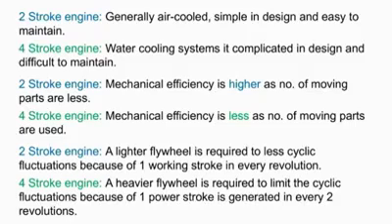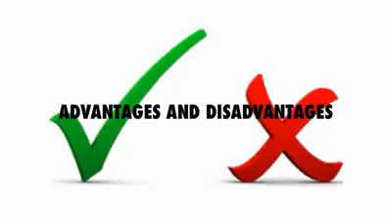In a two-stroke engine, mechanical efficiency is higher as the number of moving parts is less. In a four-stroke engine, mechanical efficiency is less as more moving parts are used. In a two-stroke engine, a lighter flywheel is required to limit cyclic fluctuations because of 1 working stroke in every revolution. In a four-stroke engine, a heavier flywheel is required to limit the cyclic fluctuations because 1 power stroke is generated in every 2 revolutions. What are the advantages and disadvantages of two-stroke and four-stroke engines?